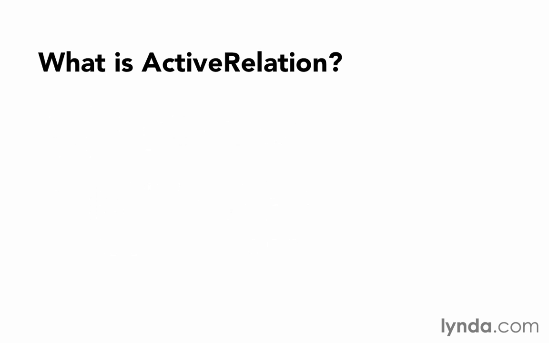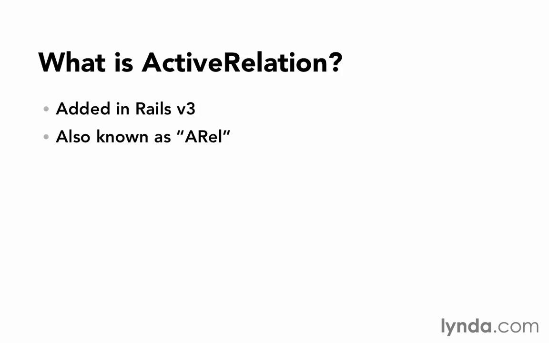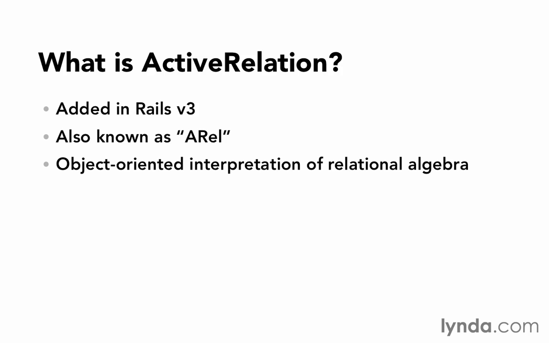Next, let's talk about active relation. Active relation was added in Rails version 3. It's often referred to as ARL, just short for active relation. Active relation is an object-oriented interpretation of relational algebra. Now, the odds are very strong that you're not an expert in relational algebra, so let me describe it to you in a different way.